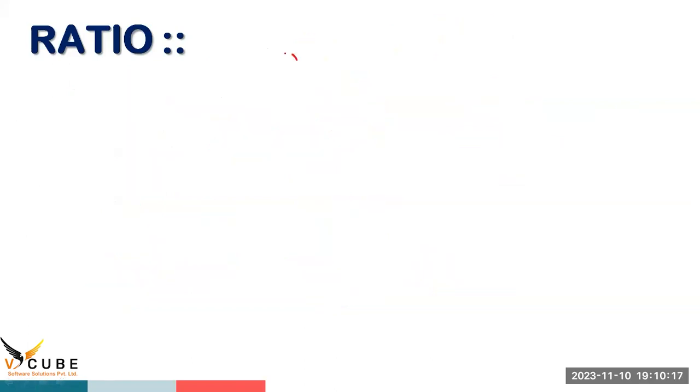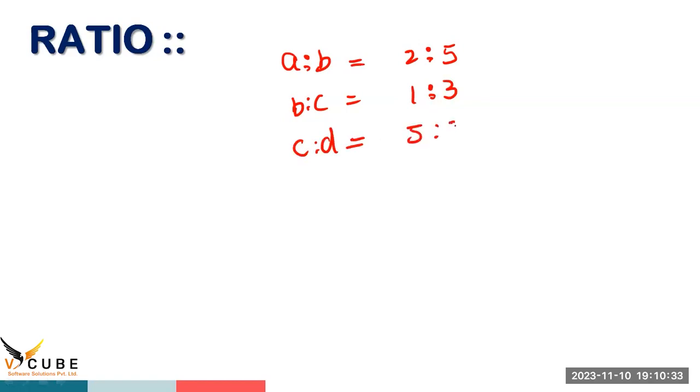For example, A is to B is equal to 2 is to 5, and B is to C is equal to 1 is to 3, and C is to D is equal to 5 is to 3. Then find A is to B is to C is to D.